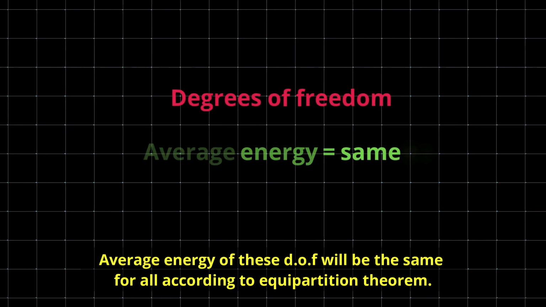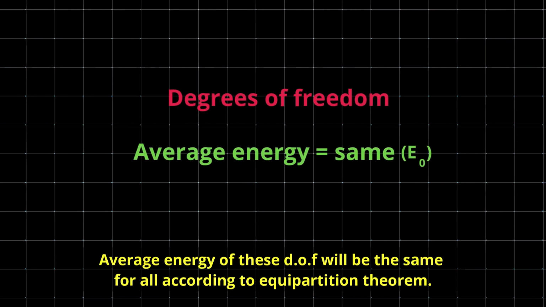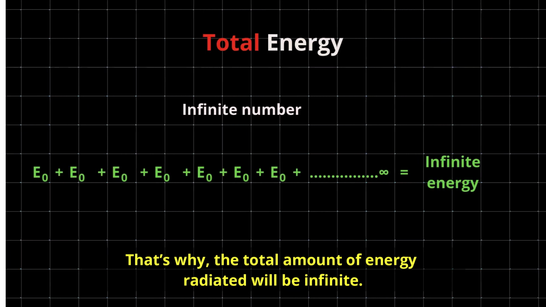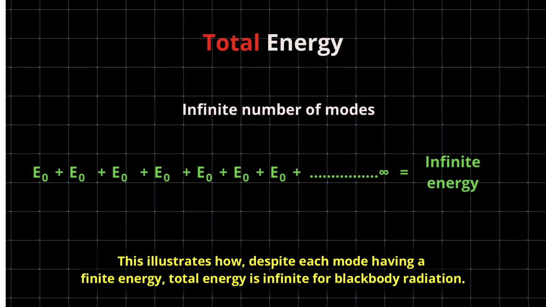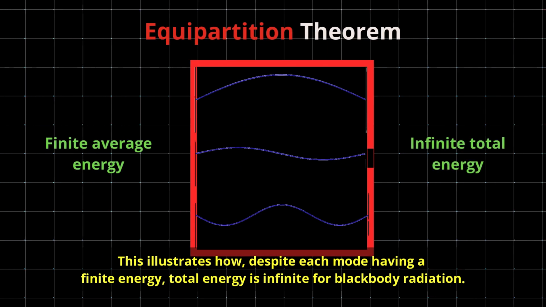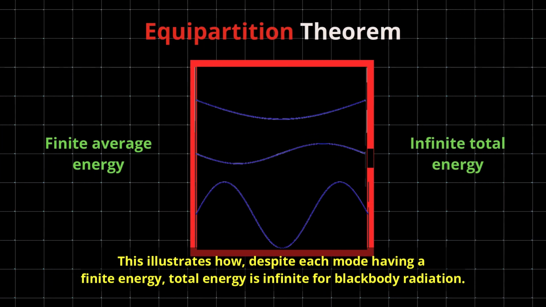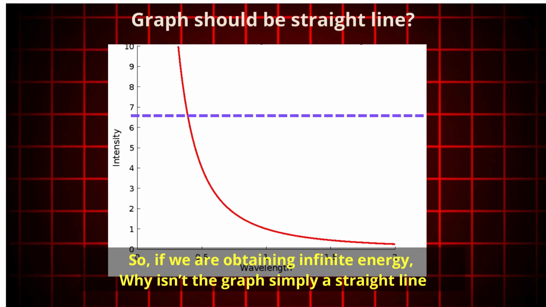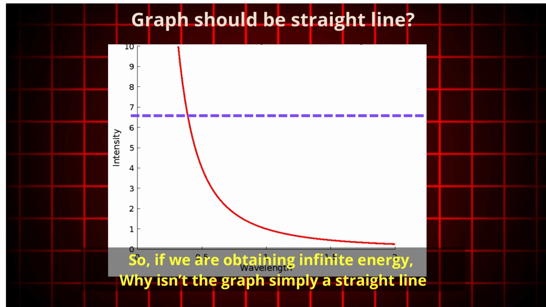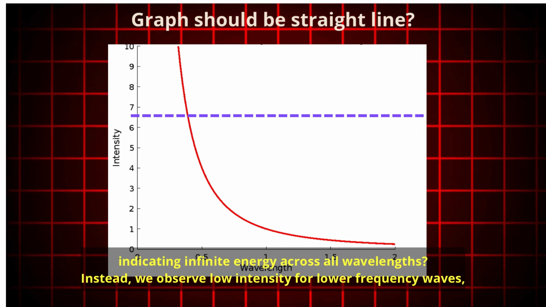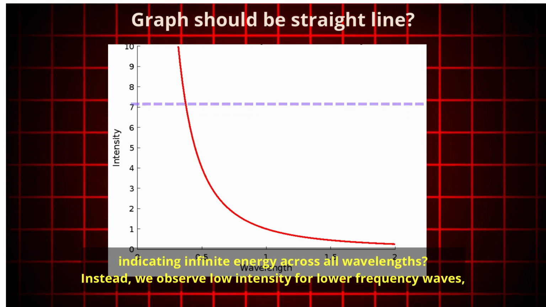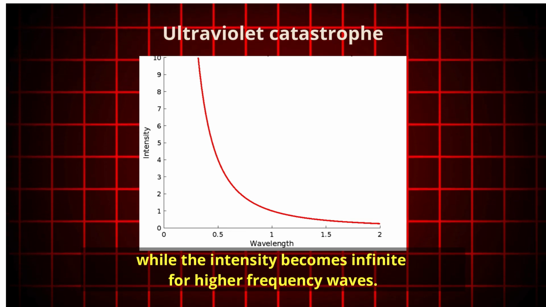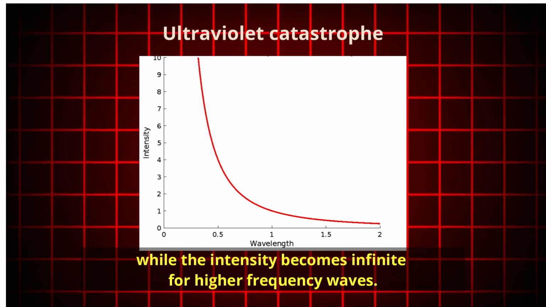The average energy of these degrees of freedom will be the same for all according to the equipartition theorem. That's why the total amount of energy radiated will be infinite. This illustrates how, despite each mode having a finite energy, total energy is infinite for blackbody radiation. So if we are obtaining infinite energy, why isn't the graph simply a straight line, indicating infinite energy across all wavelengths? Instead, we observe low intensity for lower frequency waves, while the intensity becomes infinite for higher frequency waves.